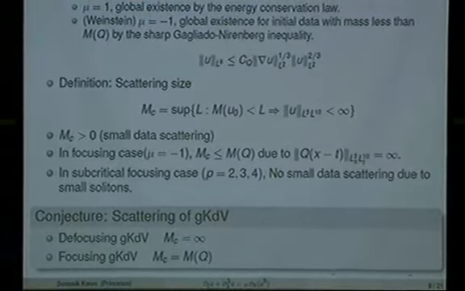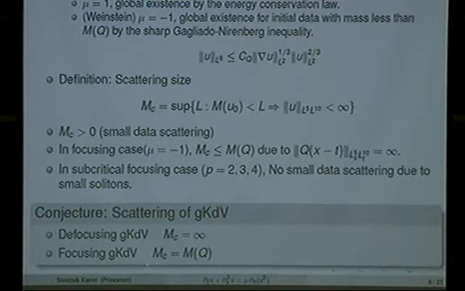But in the focusing case, our conjecture is that MC is the same as MQ. We already know that MC is less than or equal to MQ, but the conjecture says MC equals MQ, which means the soliton is actually the minimal non-dispersing object. So if the mass is less than that of the soliton, then the solution should scatter.